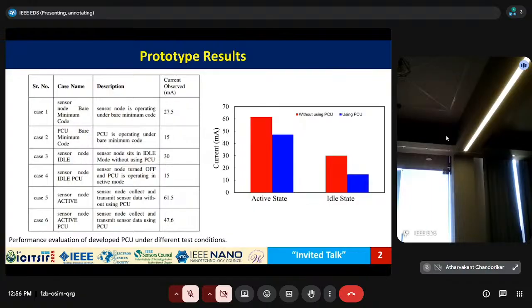Then in active mode, where we are collecting the data from the sensor and transmitting using the LoRa module, it is consuming 61.5 milliampere current, and with the PCU we are consuming 47.5 milliampere current. This active time is when the sensor data are actually collected and transmitted, so this time is very small. If you take a 24-hour scenario and you are collecting data, let's say, 10 times, and one data collection takes 1 minute, the sensor node will be in active mode for only 10 minutes. The rest of the time it will be in off mode, consuming only 50 milliampere current.